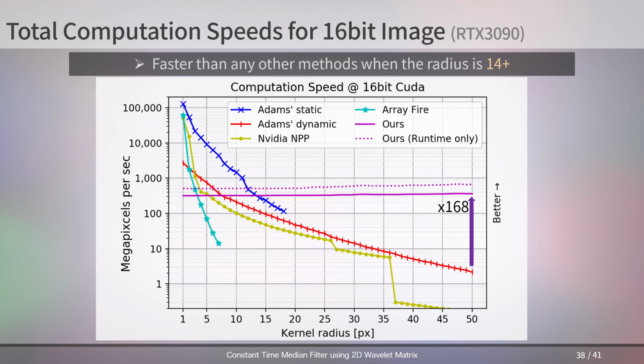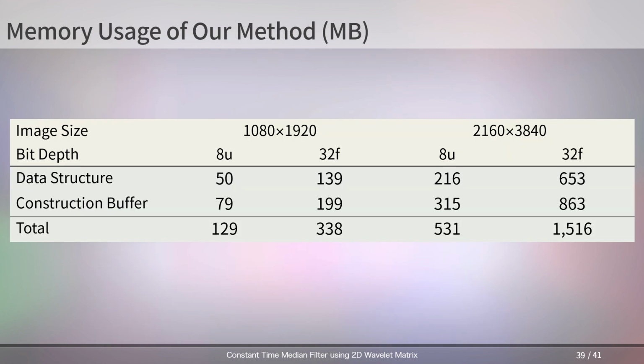Next is the memory usage. In Full HD, 50 MB was required for the wavelet matrix data structure itself and 80 MB for the buffer used to build the wavelet matrix, resulting in a memory requirement of about 130 MB. This is a relatively small amount of memory. HDR in Full HD also required about 300 MB overall.